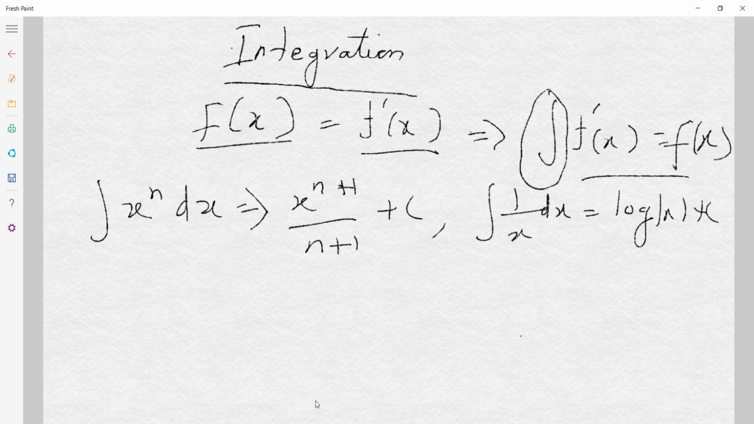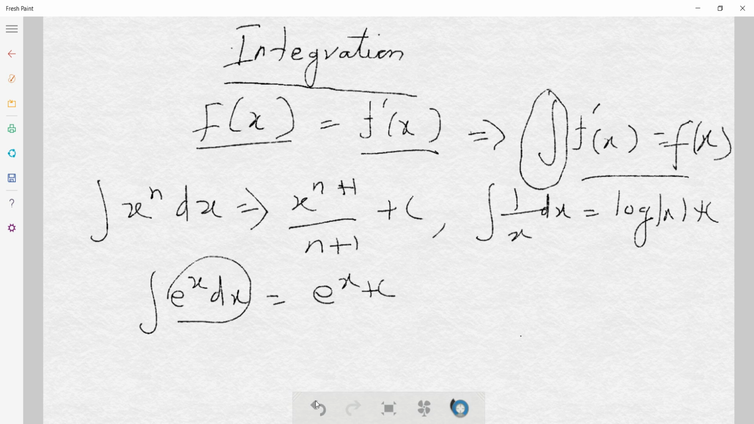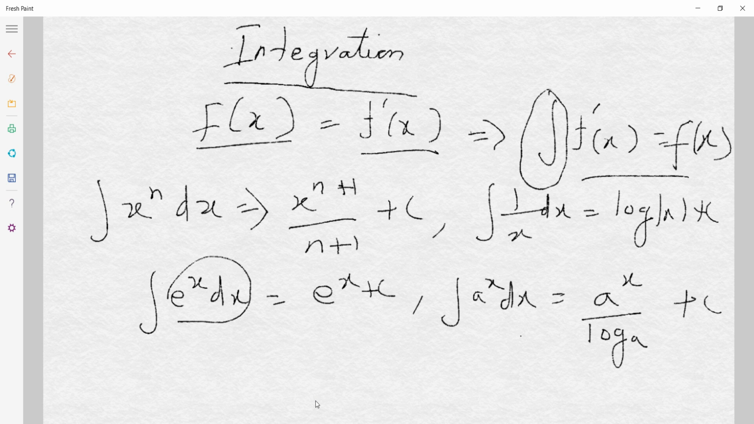And then we have another one, e to the power x dx, if you do the integration of this one, will become e to the power x plus c, right? And then we have one more, that is a to the power x dx equals a to the power x divided by log of a plus c, right? So these are the formulas.